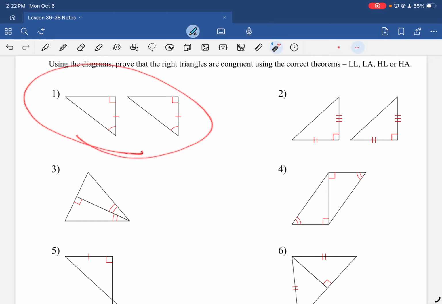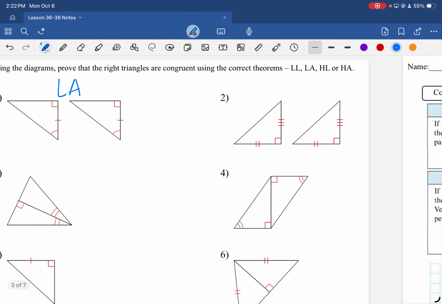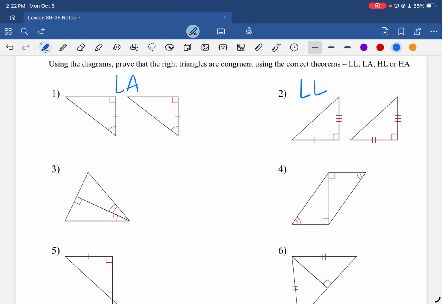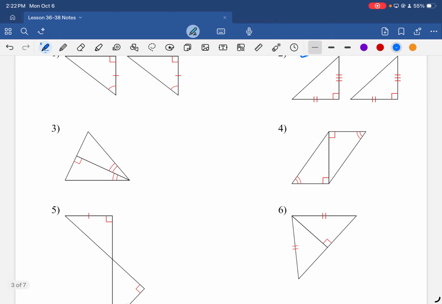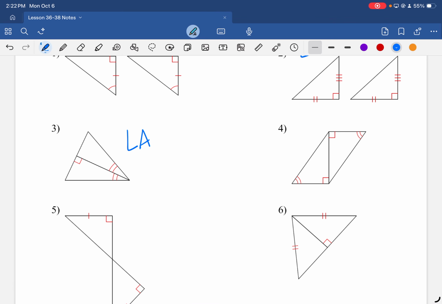All right, Logan, what did you get for number 1? LA. Muy bien. LA. Double check that that's what you put. Number 2, Kellen? LL. Excellent. Leg, leg. I agree. Harper, number 3. Leg angle. Leg angle, LA. Love it. Gabby, number 4. Would it be leg angle? Perfect. Leg angle. You got it. Did y'all happen to see that they wanted you to know that this side was congruent to itself? Therefore, it's leg angle.